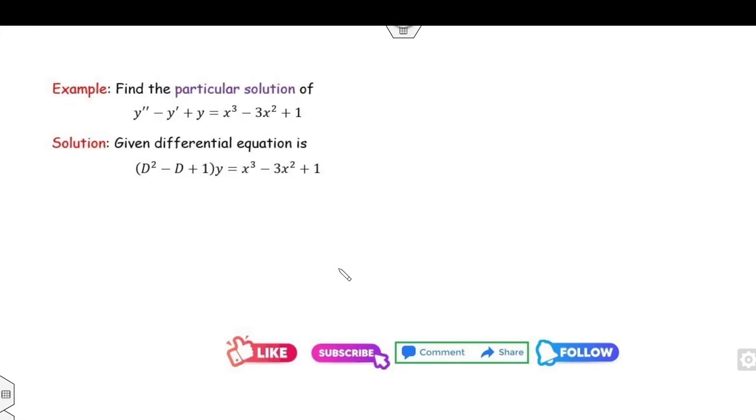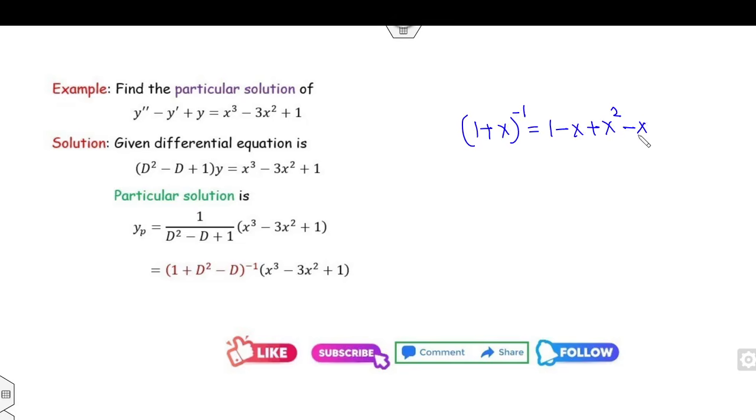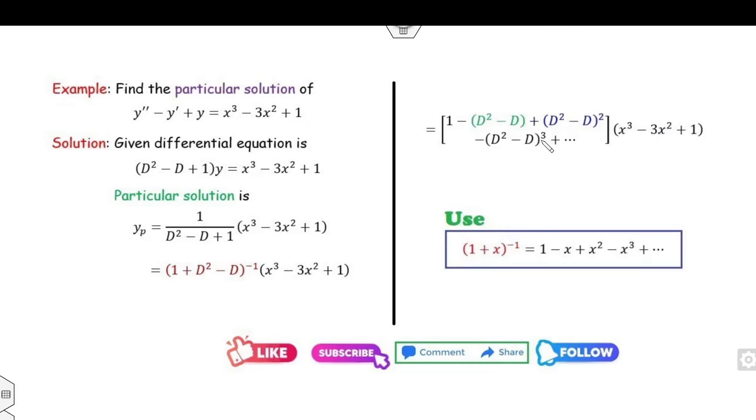So can you find the value of y? Y is my this. Now since 1 already appears, I can write this as 1 plus d square minus d raised to power minus 1 into x cube plus 3x square plus 1. Fine. I can again use the expansion 1 plus x raised to power minus 1, 1 minus x plus x square minus x cube, and so on, because I need a maximum degree 3. So I can write up to the degree 3.